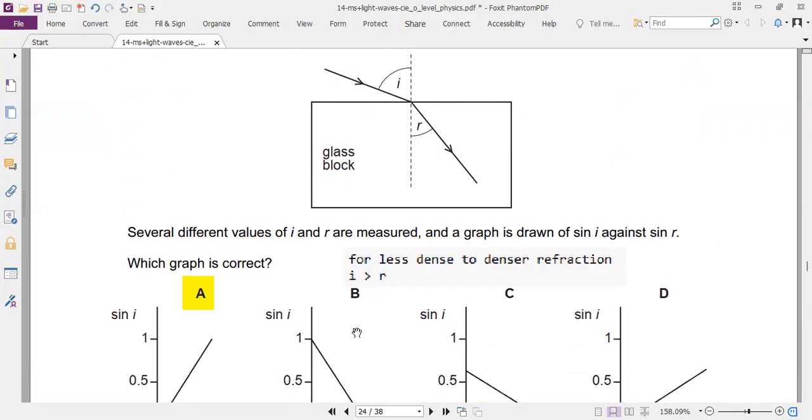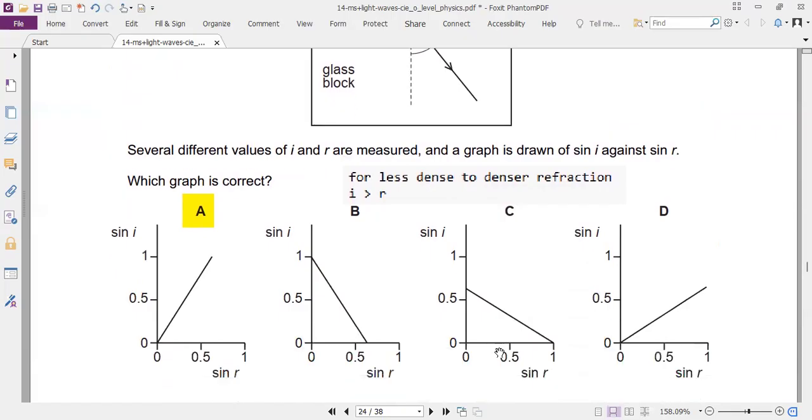Which graph is correct? B and C are rejected because sin i and sin r are always linearly, directly proportional to each other. Sin i increases, sin r increases. That means the angle of incidence and angle of reflection behave the same way.